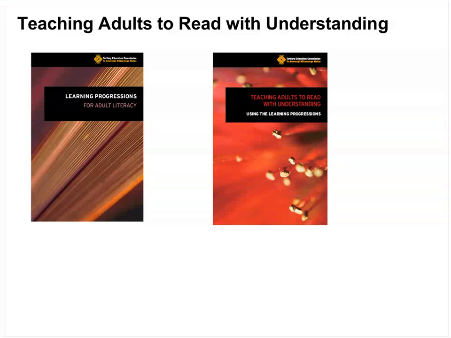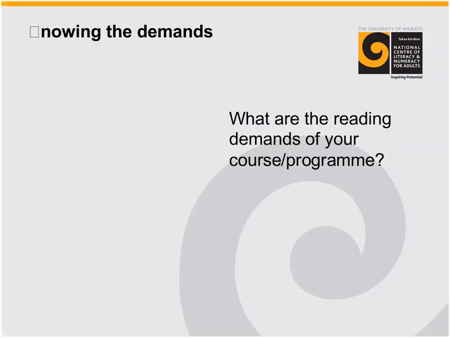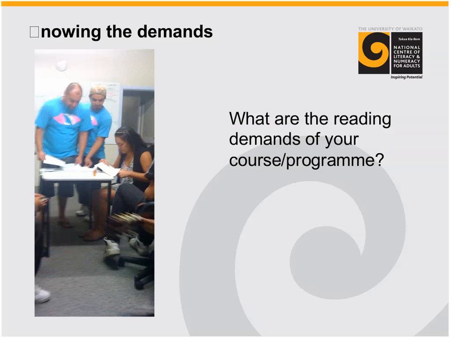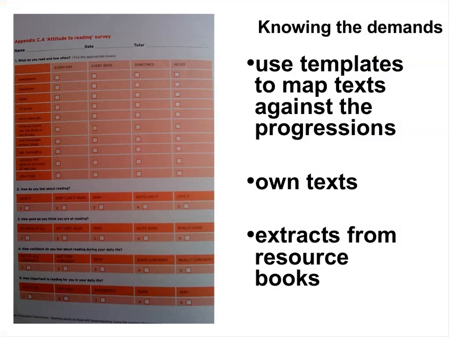So when we begin teaching a course, how do we know, for example, what the reading demands of a course are? What is your process for finding that out? This is where the learning progressions come in. Using a template from the learning progressions or from each of the resource books, we can map the text against the progressions, or in other words, analyze the text from the progressions.